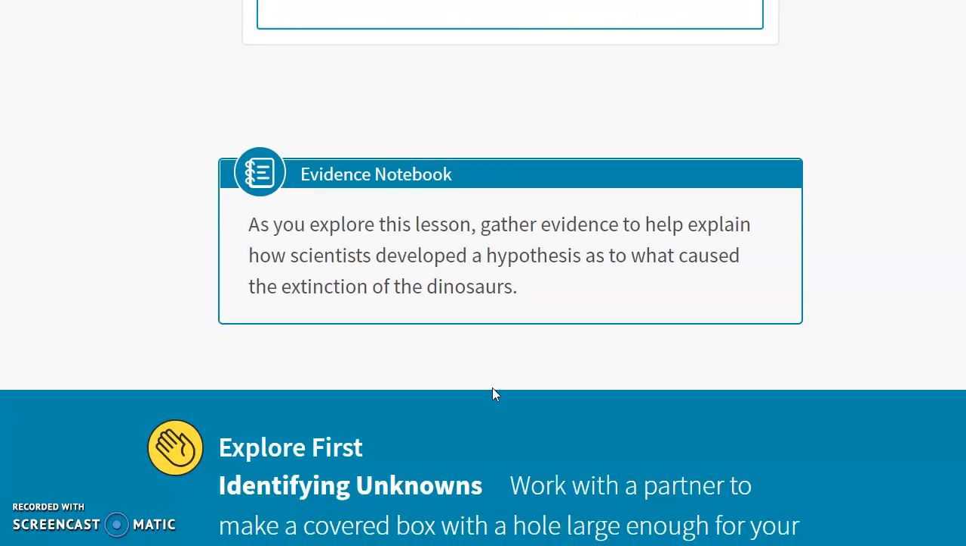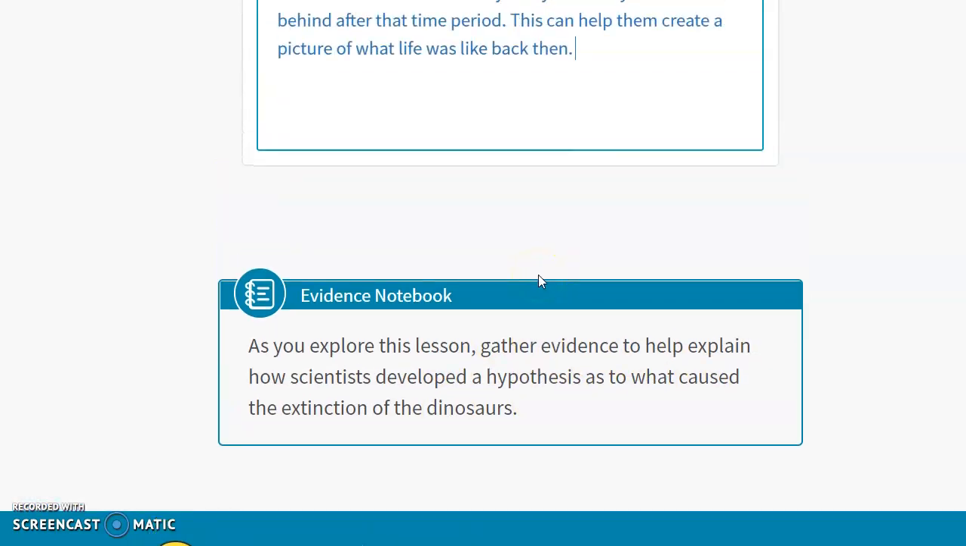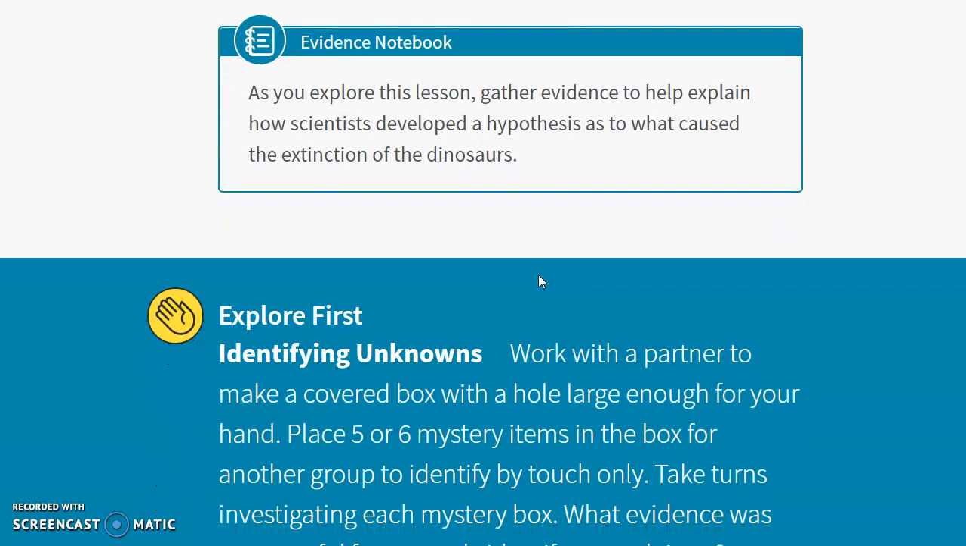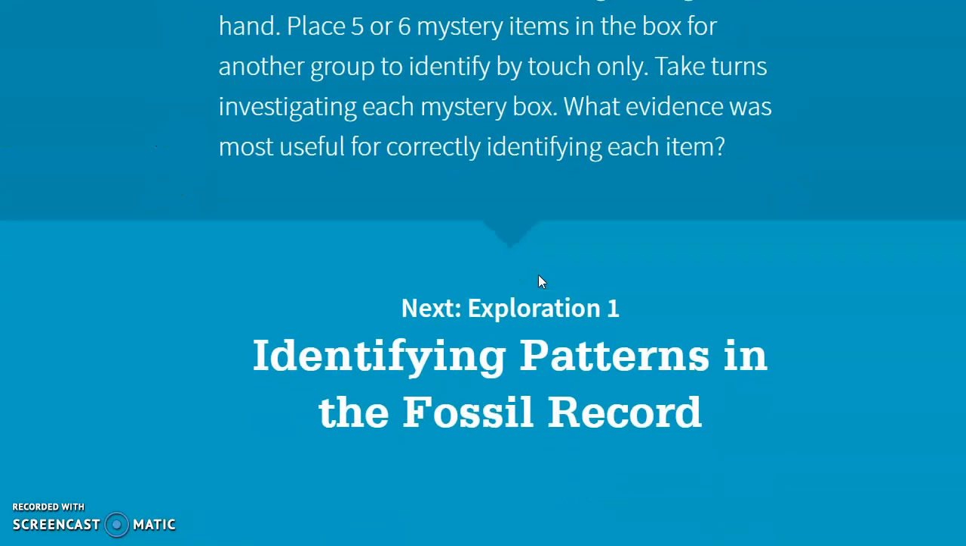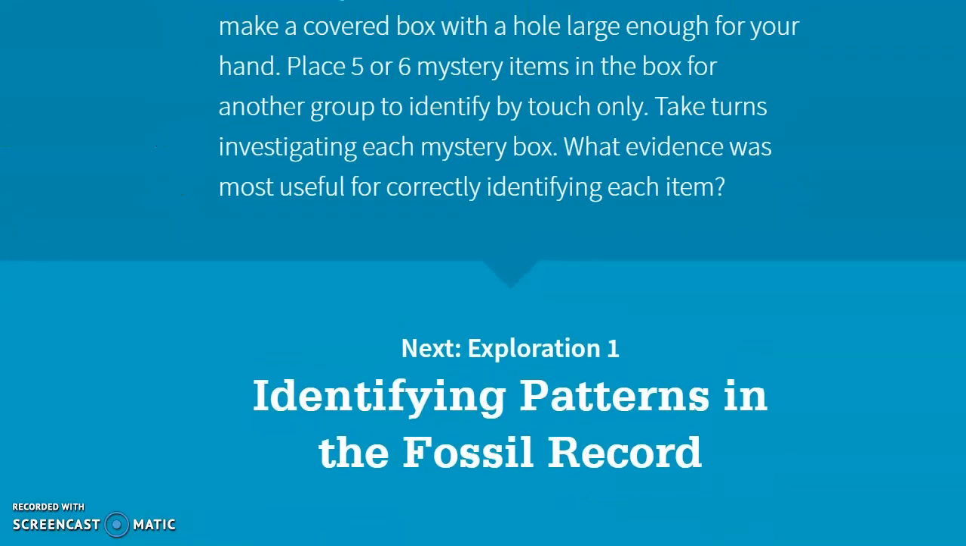Okay, in your evidence notebook, you have to gather evidence about how the scientists developed the hypothesis. So it's just giving you information. As soon as you hear about the different dinosaurs and how they became extinct, we're going to be writing those down. We'll go to exploration 1.